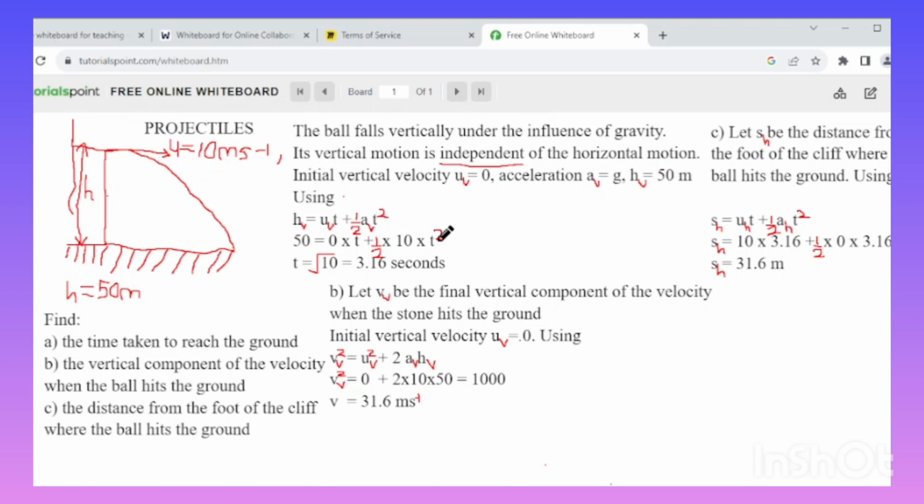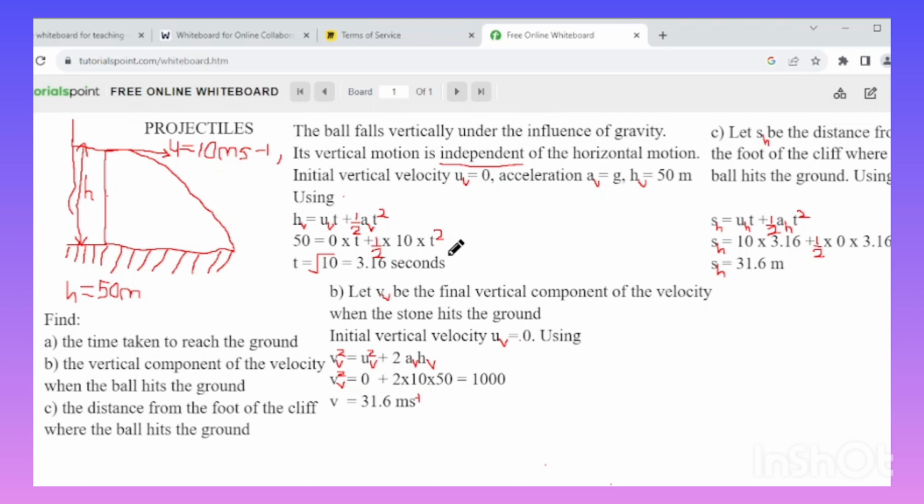Now, substituting, we have our h subscript v to be 50. We have our u subscript v to be 0, that is, the initial vertical velocity is 0, times t plus half times 10 times t squared. Anything times 0 is 0, and half of 10 gives us 5, and that gives us 5t squared.